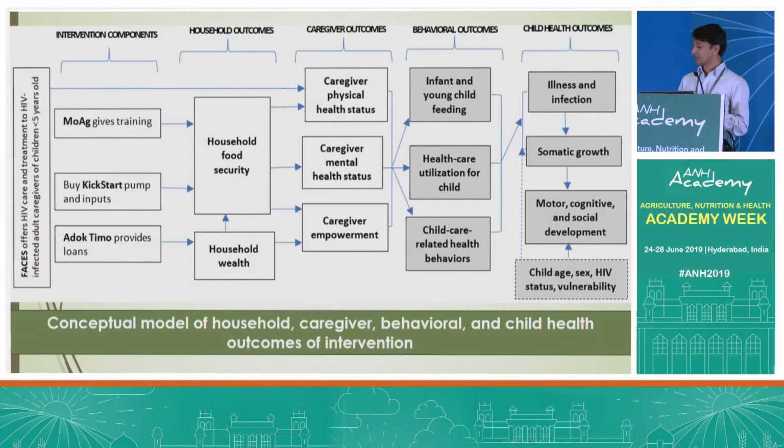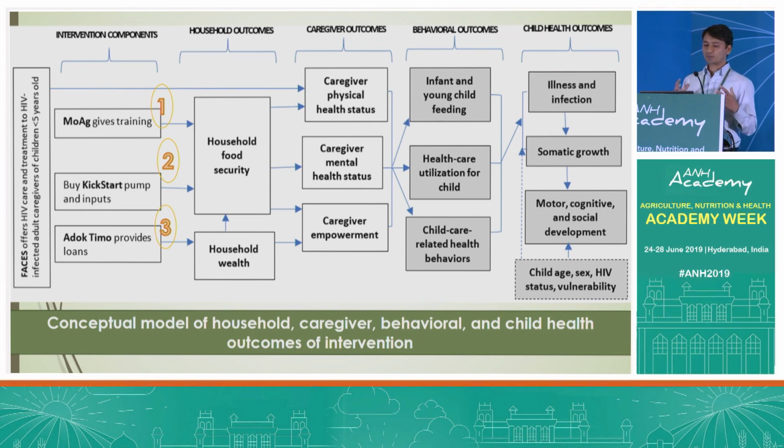So what we see in this slide is the conceptual model of household, caregiver, behavioral, and child health outcomes of the intervention. The intervention consisted of 3 major components. The first was agricultural training provided by the Ministry of Agriculture of Kenya. The second component was provision of a human-powered pump provided by Kickstart, and other inputs were also provided. And the third component was provision of a small loan, about $150, provided by Adok Timo, a microfinance company in the Nyanza region.